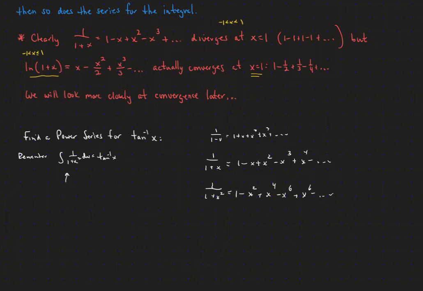Now that we've maneuvered it to here, we can integrate both sides to get our series for the inverse tangent. So the integral of 1 over 1 plus x squared is going to be the inverse tangent of x, and then the integral of 1 is x, and the integral of x squared will be x cubed over 3, and we'll get x to the 5th over 5, and so on. And this is how we will do this many, many times. And we'll learn some other things as well.